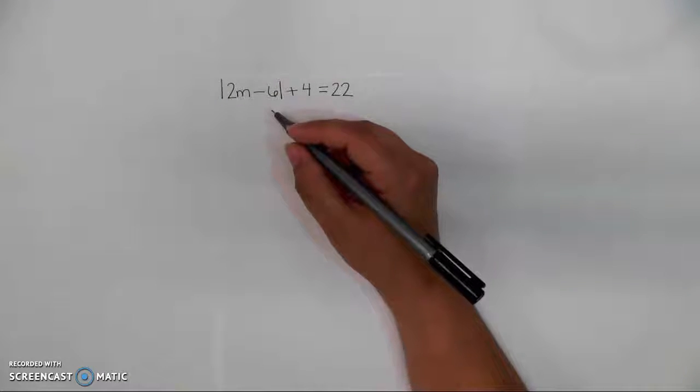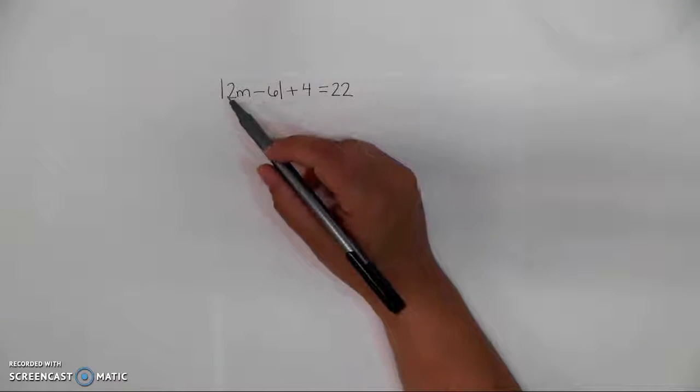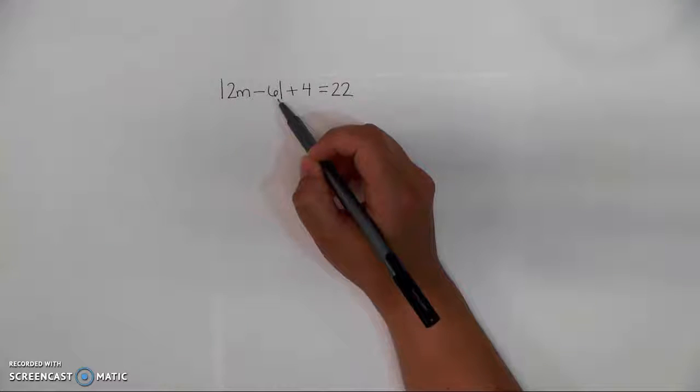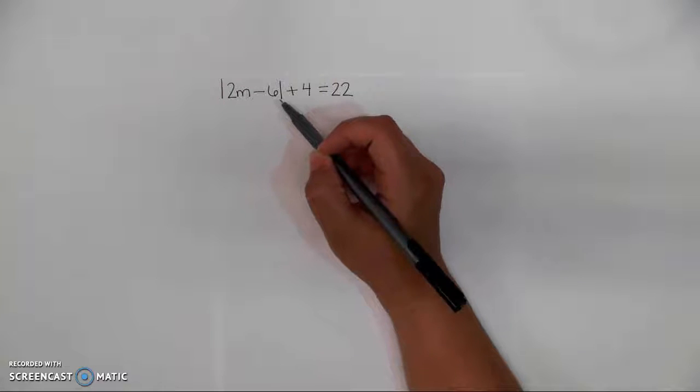All right, so today we're going to talk about absolute value equations and solving absolute value equations. So the very first thing I want to talk about is that absolute value symbols should be thought of as parentheses. So it's the last thing that we're going to undo.